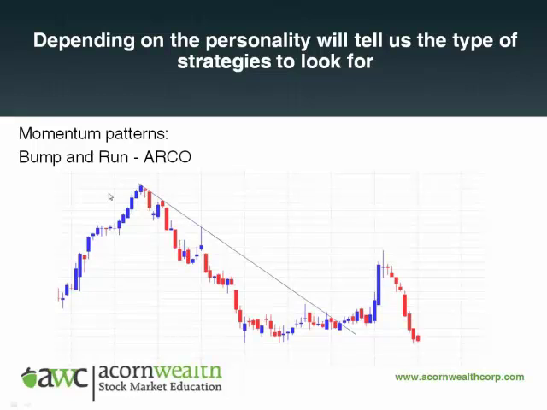Other types of momentum patterns. This is called a bump and run, and this was on another different stock called ARCO. And this, again, has a different personality. So on this stock, the way we will identify this is with a different set of criteria, different indicators. And this stock you can see is called a bump and run. It can also be called a scallop. If you see this on a chart, it kind of looks like a spoon. So you can see how the top part is kind of like the handle, and then you get the spoon down the bottom.